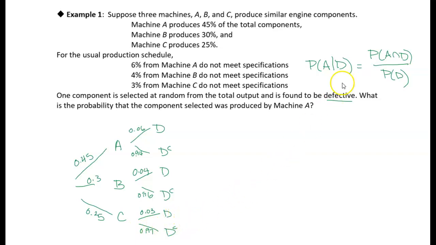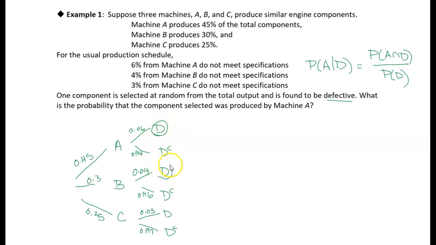Now, we need to know the numerator and the denominator here to calculate the probability that the part was produced by machine A, given that it's defective. We first of all need to, well, let's figure out what's the probability in general of being defective, okay?